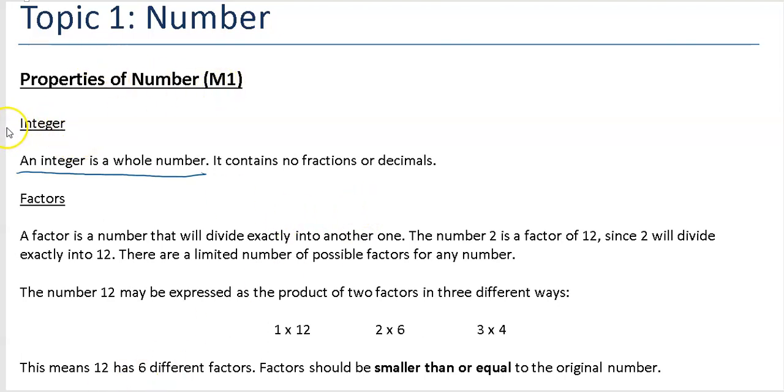And the first thing is integer. What is an integer? If you underline this first bit, an integer is a whole number. So for example, an integer could be 8, 9, 10, maybe -5, -4, -3. Okay, so there's just 6 examples of integers, which are whole numbers.